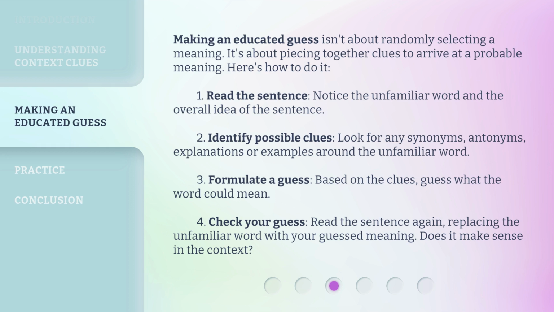1. Read the sentence. Notice the unfamiliar word and the overall idea of the sentence. 2. Identify possible clues. Look for any synonyms, antonyms, explanations or examples around the unfamiliar word. 3. Formulate a guess. Based on the clues, guess what the word could mean. 4. Check your guess. Read the sentence again, replacing the unfamiliar word with your guessed meaning. Does it make sense in the context?